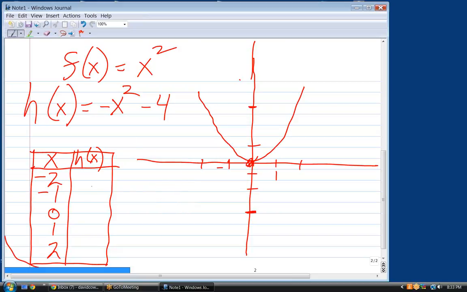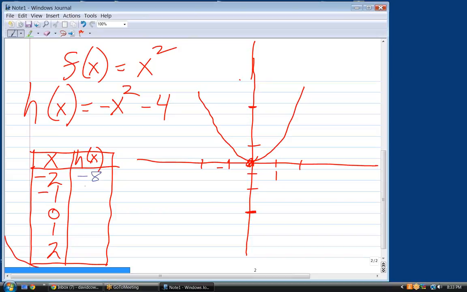So, what would the table look like? When x is minus 2, what do we have? Let's see, that'd be 4 minus 4, right? Or no, we make it a negative. So that'd be a negative 4. That'd be a negative 8. Yep. When x is minus 1.